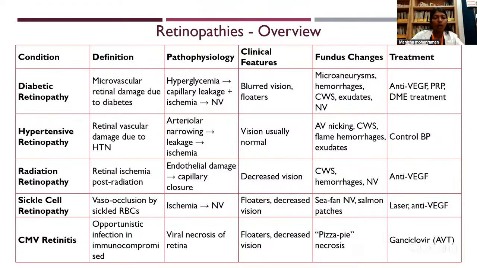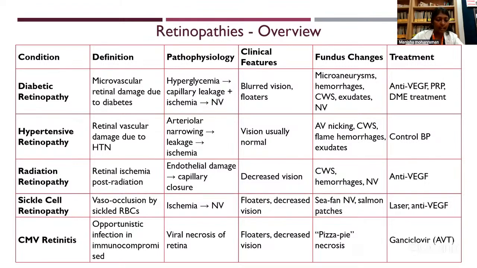Radiation retinopathy, it occurs due to retinal ischemia post-radiation. Pathophysiology, endothelial damage causing capillary closure. Clinical features, decreased vision will be there. Fundus changes, cotton wool spots, hemorrhages, and neovascularization. Management for radiation retinopathy, anti-VEGF injections.